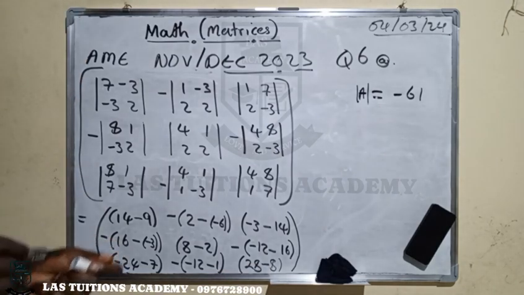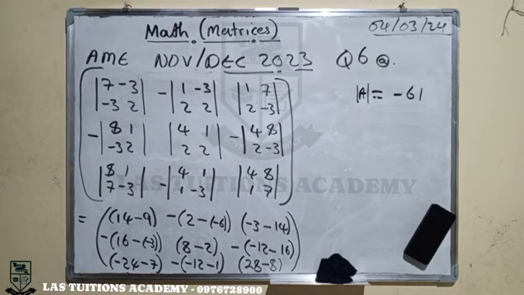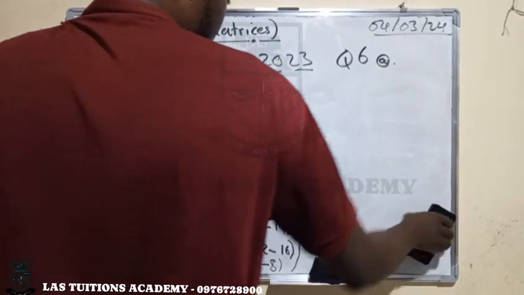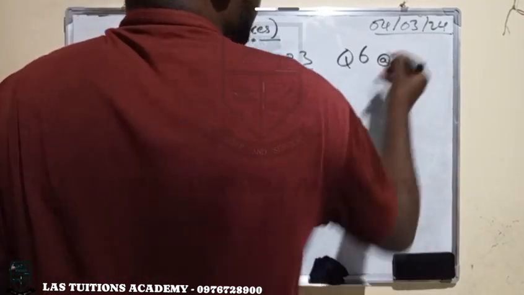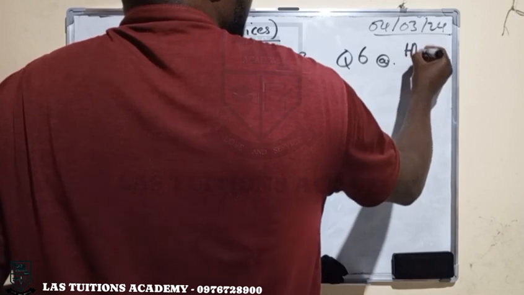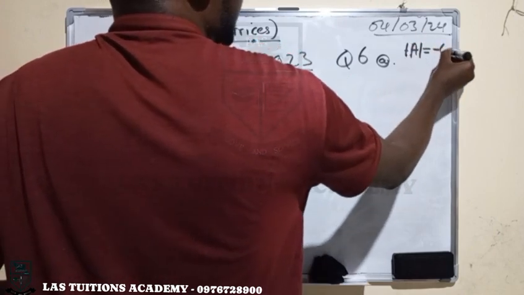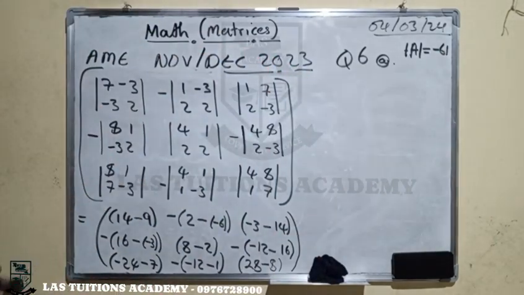Like that. I don't know if we are still together. If I've lost you, please let me know so that we can quickly work out things together. Don't forget the determinant. Determinant of A, we are saying is equal to negative 61. Okay, so let's lift this up.